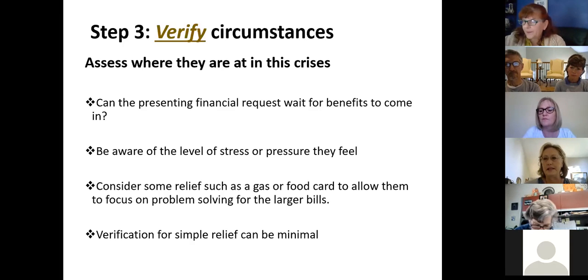One of the biggest things that we're thinking about right now is, can the presenting financial request wait for benefits to come in? And we'll be talking in a minute about what some of those benefits are. So that's hard to gauge, but we do want to take a look at that. And then, as Gina was saying, you have to do the listening first. We do need to ask them a lot of questions, but we've got to form that connection with them and let them feel that they have support before we start asking.